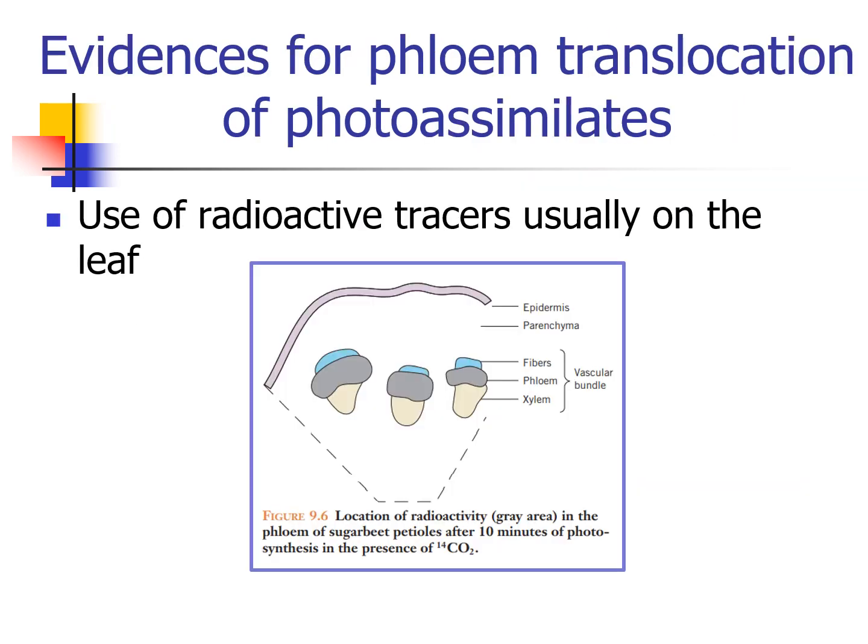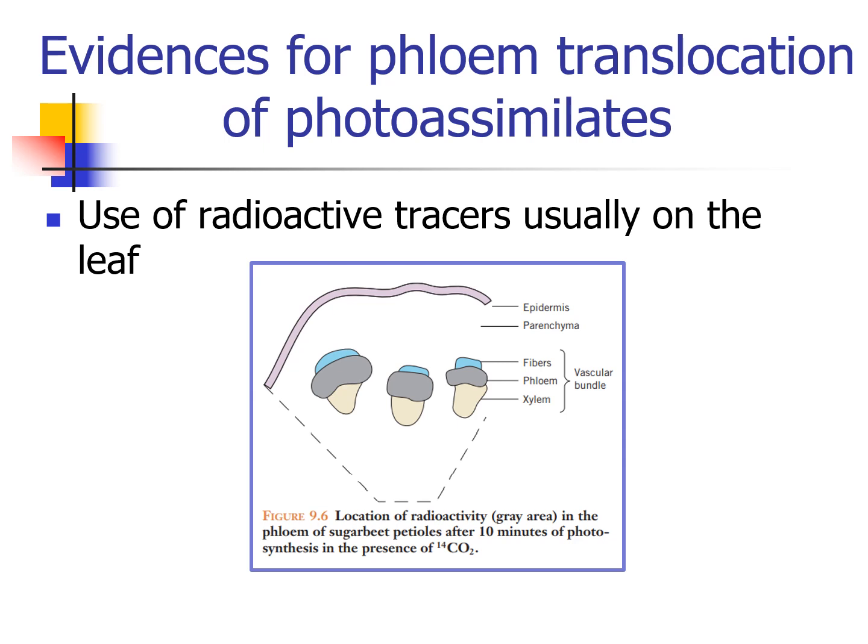A third evidence for phloem translocation of photoassimilates is provided by use of radioactive tracers. Attached leaves were allowed to photosynthesize in a closed chamber containing radiolabeled carbon dioxide or carbon-14. After 10 minutes, the radiolabeled photoassimilate being transported out of the leaf was immobilized by freezing the petiole in liquid nitrogen.